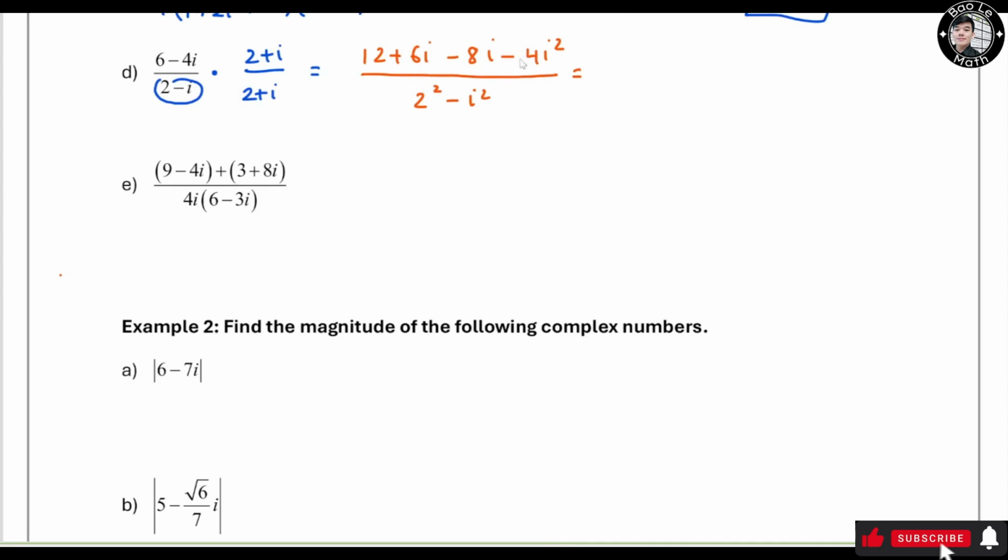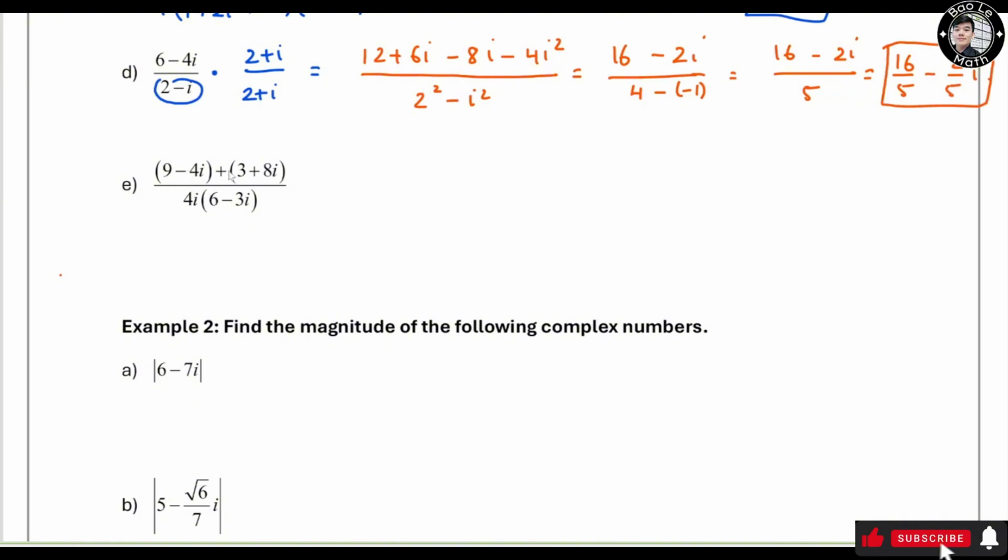So the top becomes 12. Observe that i squared equals -1, so this turns out to be 4. 4 plus 12 is 16, right? 6i minus 8i is going to be -2i divided by 4 minus -1, right? So it's going to be 16 minus 2i divided by 5, right? Now we need to rewrite this one in standard form, right? So it turns out to be 16 over 5 minus 2 over 5 i, right?